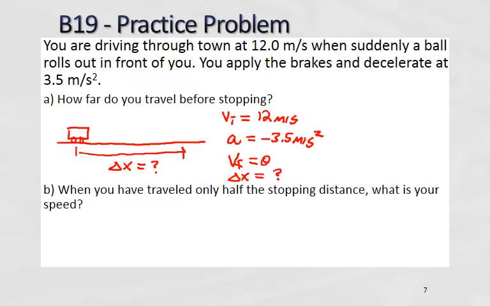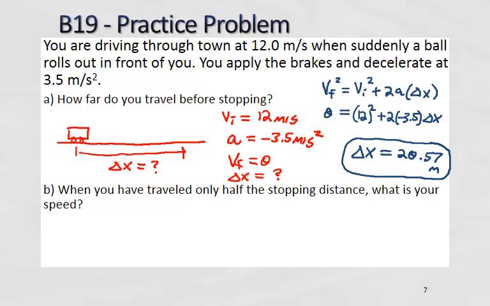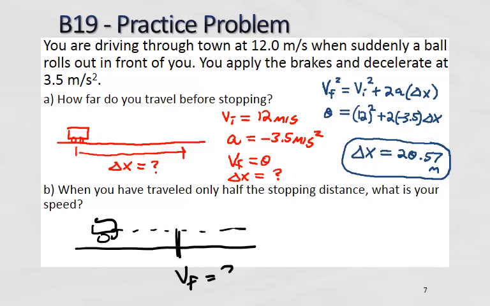So it should go 20.57 meters. And then, when it's traveled only half the distance, is the next one here. So when the car has only gone halfway here, what is v final? That's what we're looking for in this one.